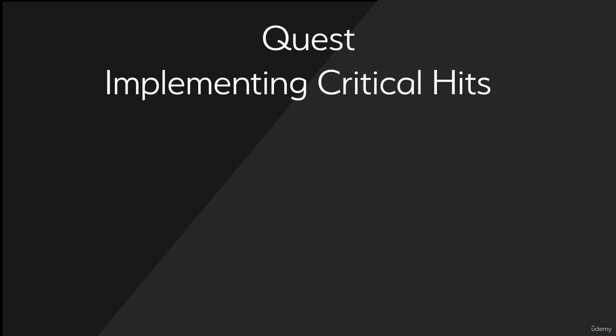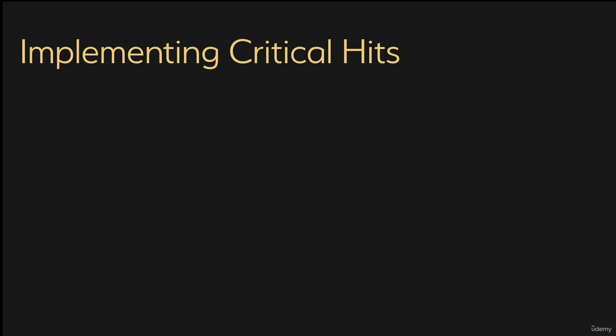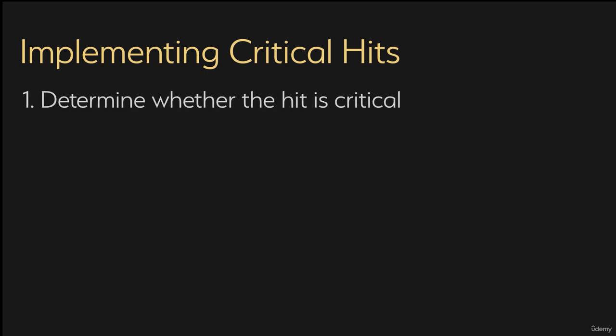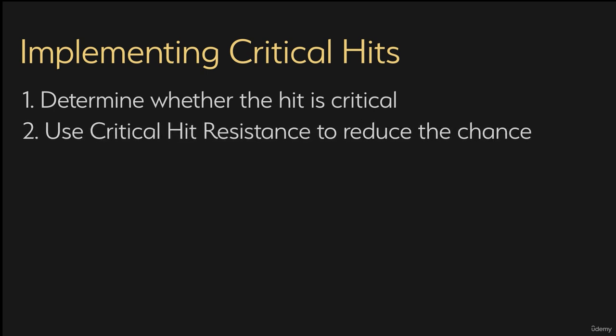Welcome to the next quest. In this quest, you're going to implement critical hits. Now, this means you're going to need to capture some attributes and determine whether the hit is critical. Now, you can use the critical hit chance for this and use critical hit resistance to reduce that effective chance.